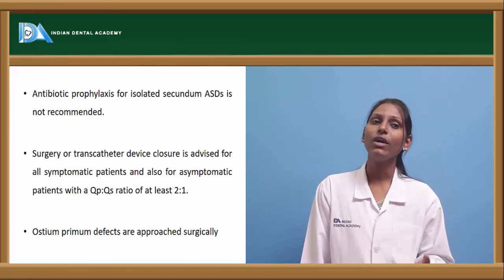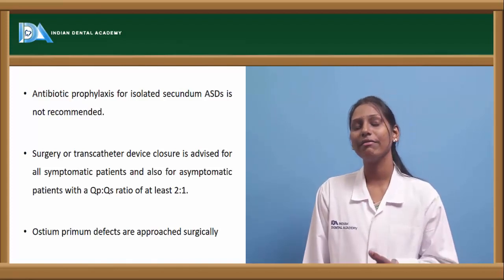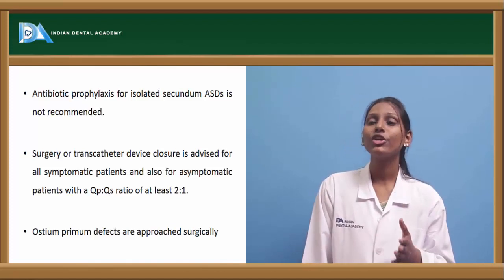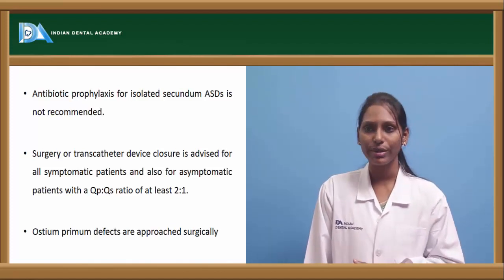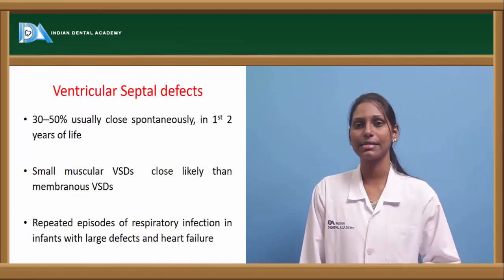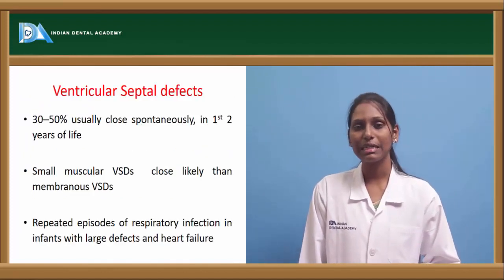However, surgery or transcatheter device closure is advised for all symptomatic patients and also for asymptomatic patients where the Qp to Qs ratio is at least 2:1. Then we have ostium primum defects, which are approached surgically in these cases. Next is ventricular septal defects.